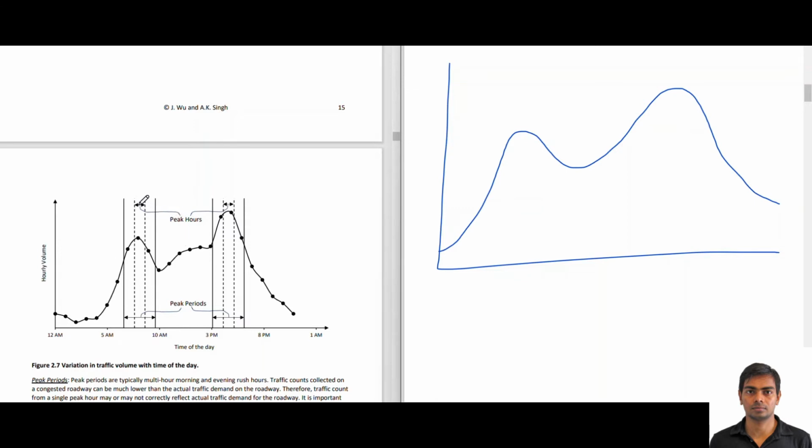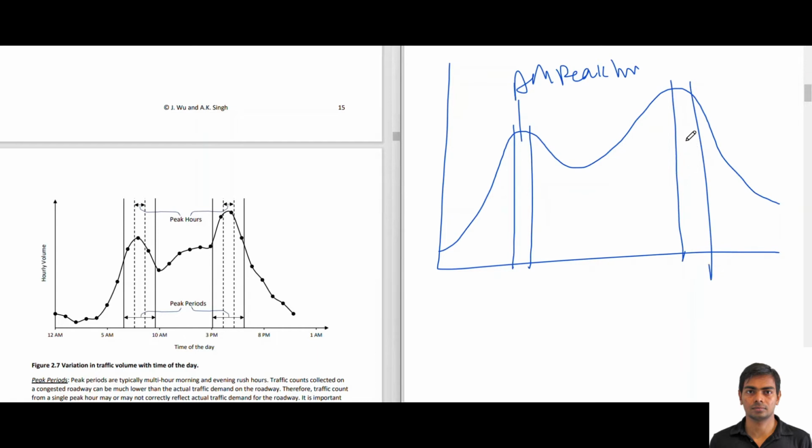So if we are looking at the peak hour here during the morning, this is called the AM peak hour, and during the afternoon this is called the PM peak hour.